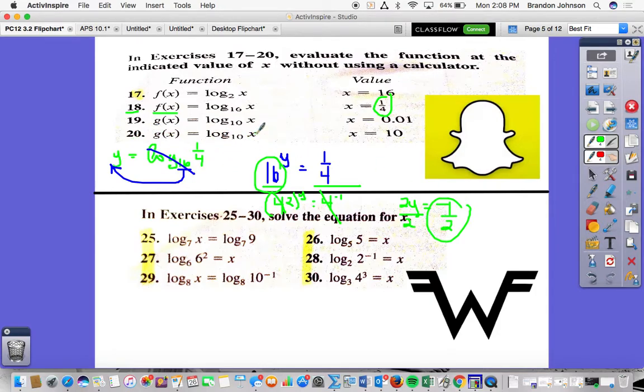20 would be log base 10 of 10. So if 10 gets plugged in here, since they're the same, they could cancel, giving me a value of simply 1. So just again, a heads up.